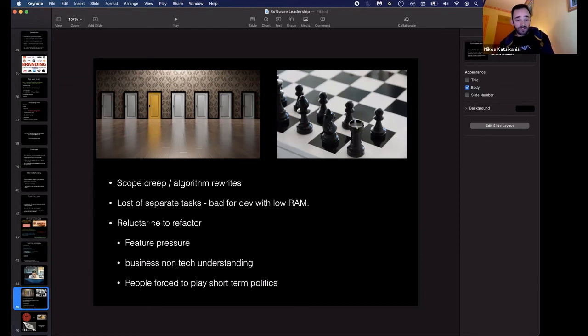We've talked about reluctance to refactor, feature pressure, scope creep, businesses not understanding tech, not wanting to invest in refactoring, not trusting the refactoring advice, and short-term politics.